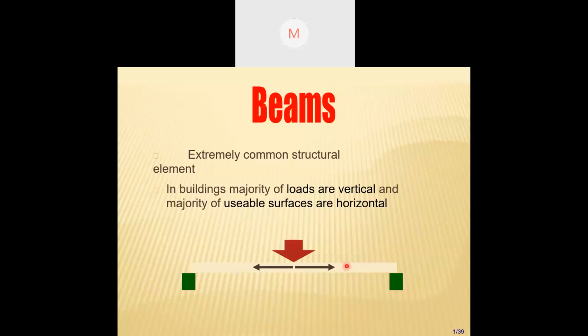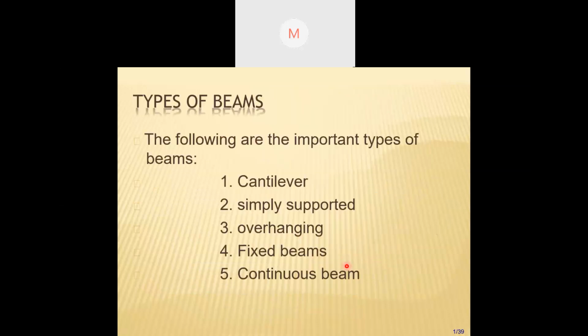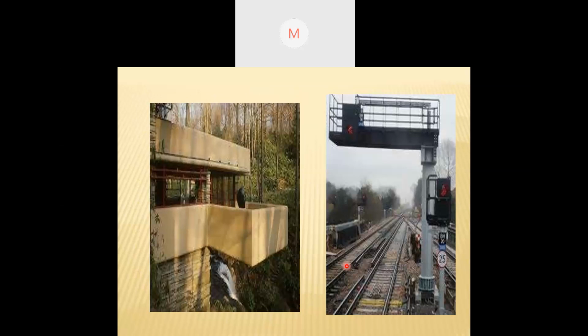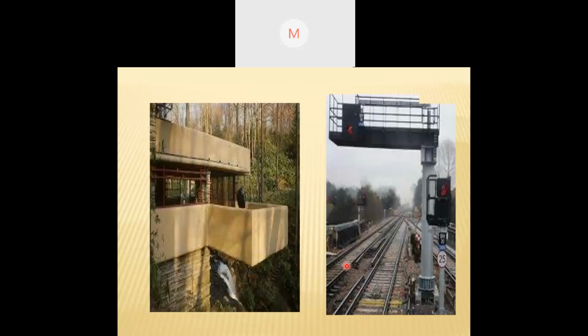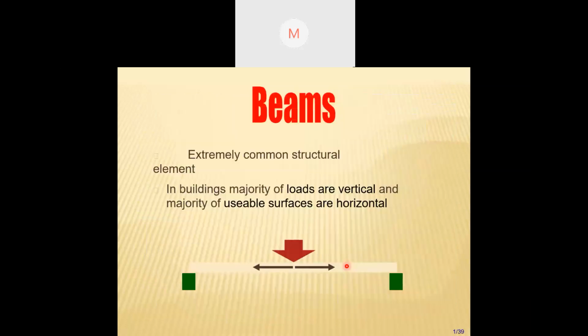Now can you see the beam of your house? If you're inside your house, if you see above, you will see those beams. In the last class, I showed you, no? Can you recall which are the beams of your house? Yes, sir. So, those beams, as the definition says, the beams are always horizontal, but the supports are what? Vertical. Right? So, this is the difference.